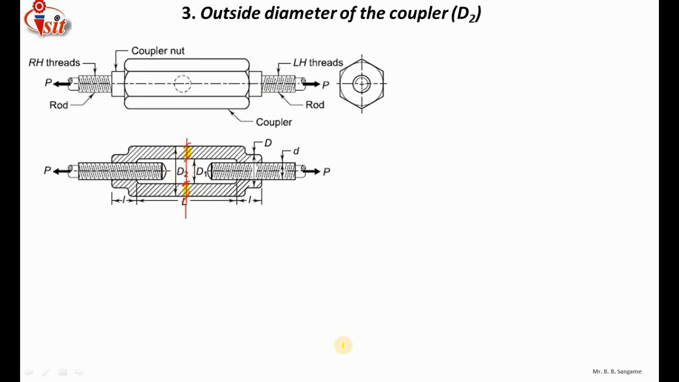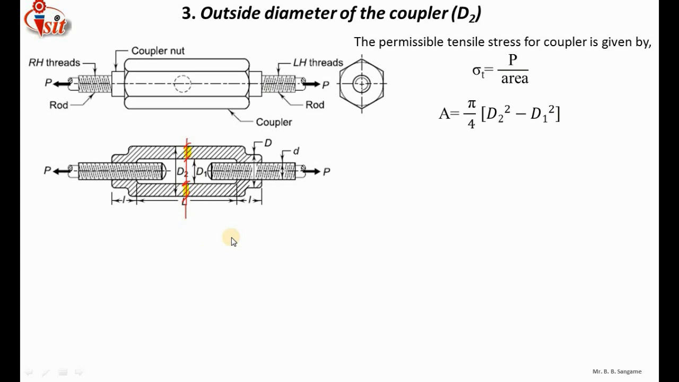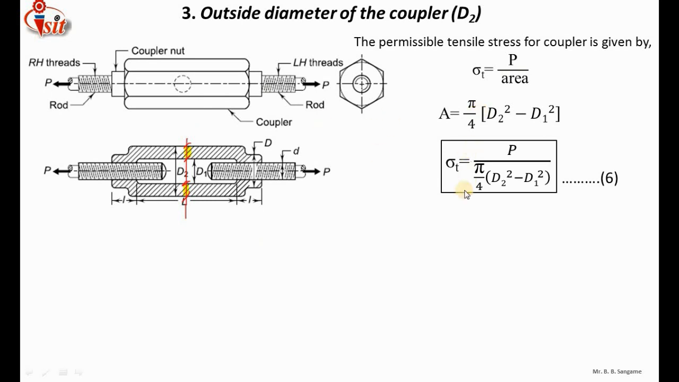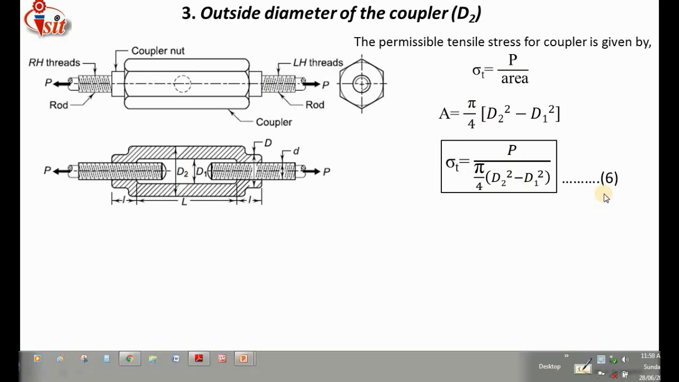So the induced tensile stress sigma t will be equals to P divided by area. The area of the coupler will be pi by 4 into capital D2 square minus small d1 square, where D1 is the internal diameter of the coupler. Putting the value of area in the equation, sigma t will be equals to P divided by pi by 4 into D2 square minus D1 square. So here we can calculate the value of D2, that is the outer diameter. First we should have the value of D1 to calculate D2, that is the internal diameter of the coupler.